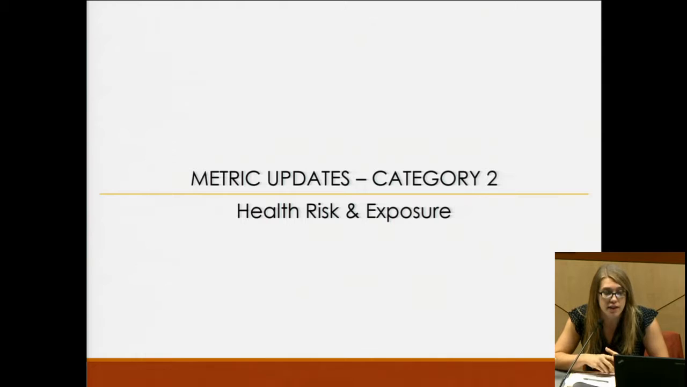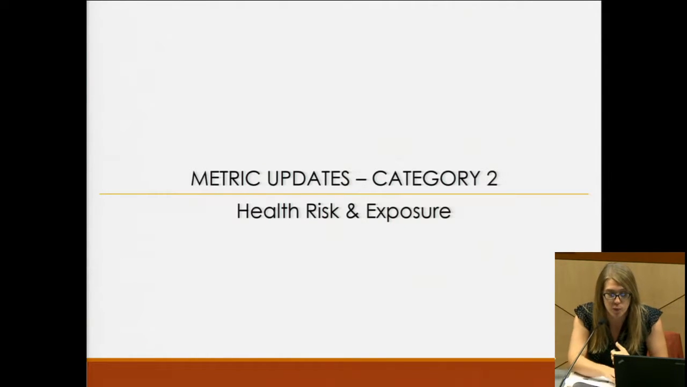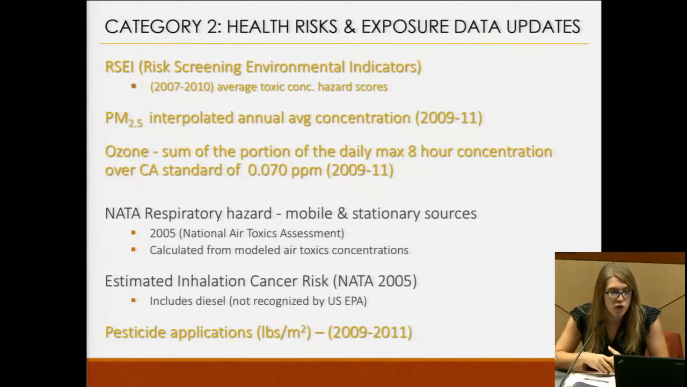So the second layer is the health risk and exposure. So we've updated a lot of the data in this layer. We've updated the risk screening environmental indicators, or the RSEI data set, to the 2007 through 10, looking at average toxic concentration hazard scores. We've updated the particulate matter concentration as well as the ozone concentration. We're still using the respiratory hazard and cancer risk data from NATA 2005.